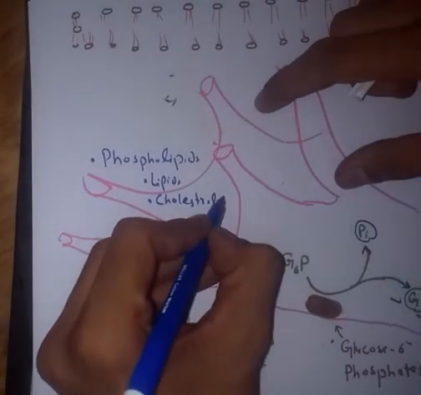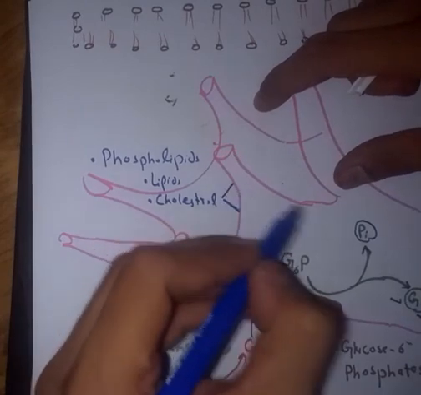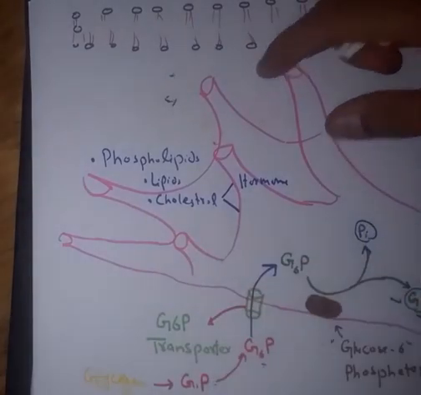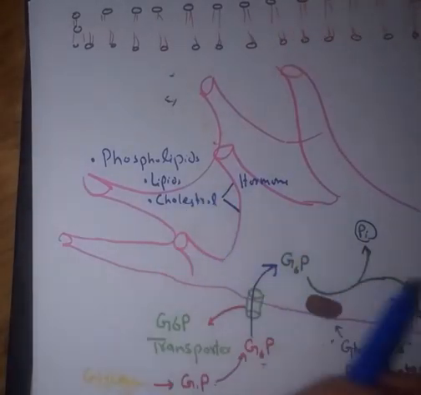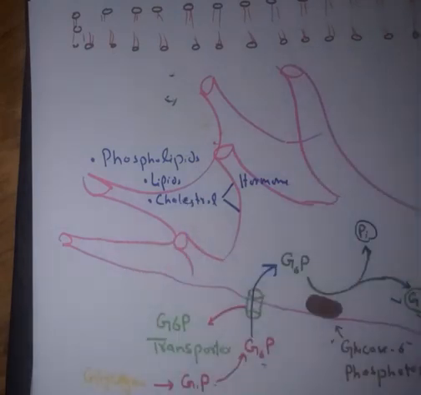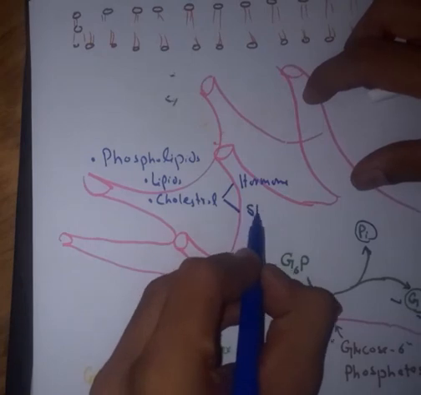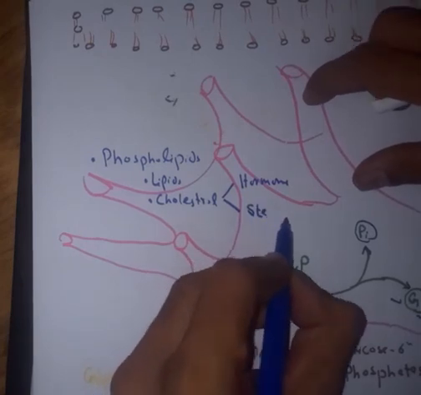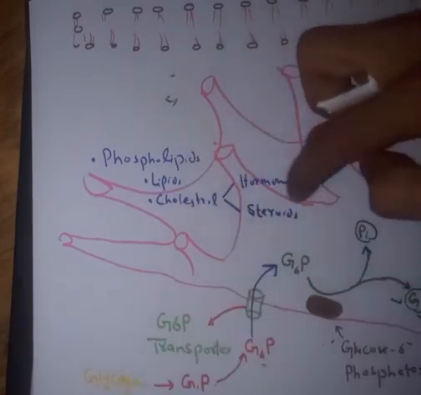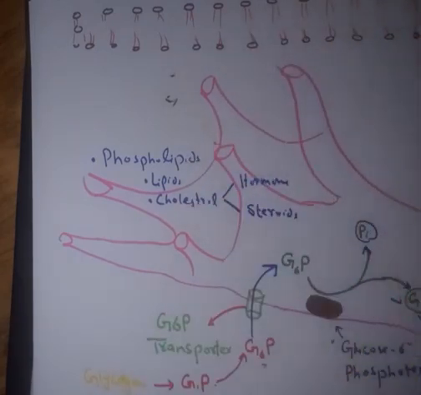It means cholesterol derivative hormones like estrogen, progesterone, androgens, they all are synthesized in the smooth endoplasmic reticulum of the cell. Okay, similarly steroids, mineralocorticoid and glucocorticoid, they are all synthesized in the smooth endoplasmic reticulum. Okay, different kinds of enzymes are present.